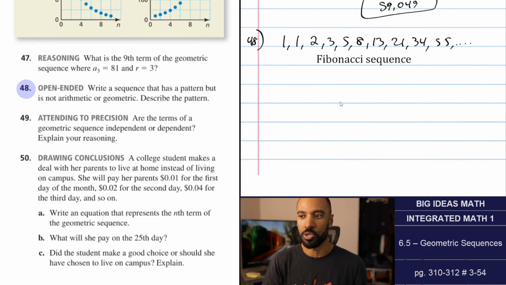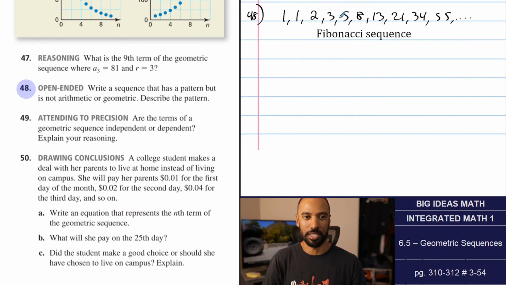Neither arithmetic nor geometric. You add the previous term with their current term to get the next term.